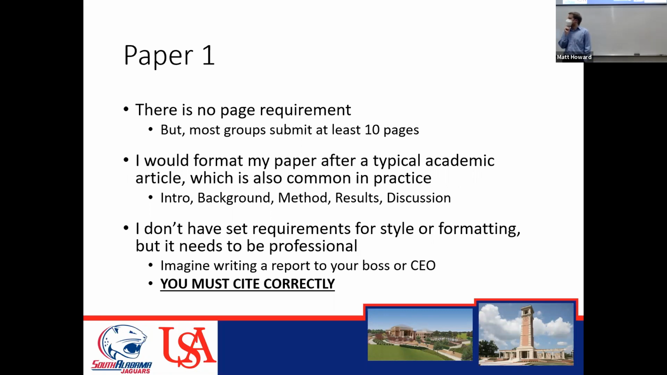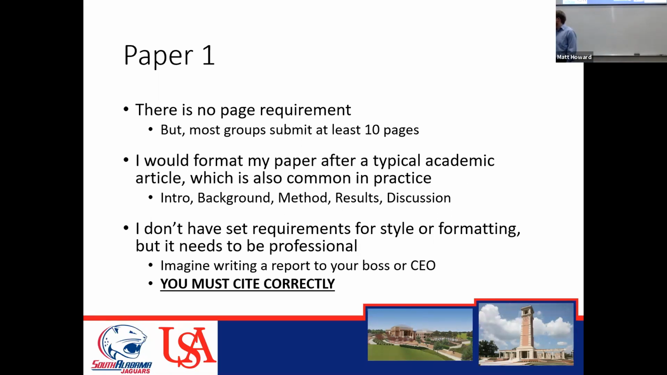Also, I don't have any set requirements for style or formatting, but it should be formal. So imagine that you're writing to your boss or CEO. Just general business formal, nothing fancy, nothing special about that. And also you must cite correctly. You absolutely must cite correctly.